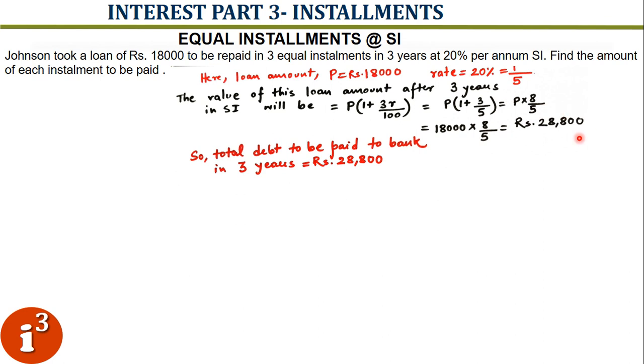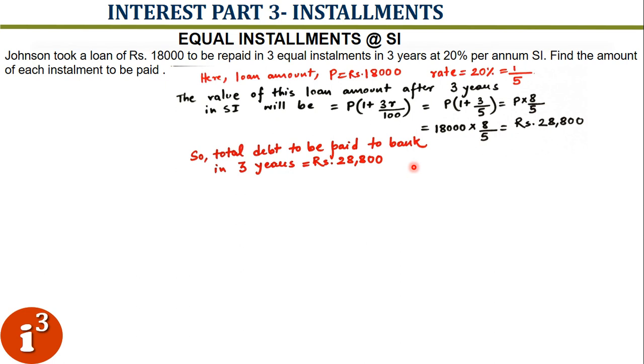So this is the thought process. The thought process should be like this. You will think that the bank will expect this much amount from you in 3 years. The value of this money after 3 years will be 28,800. This is what the bank will take from you. So the total debt to be paid to the bank in 3 years is 28,800. So what will you pay?